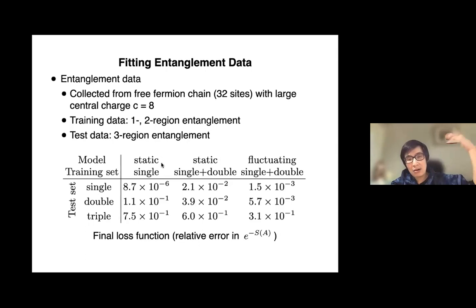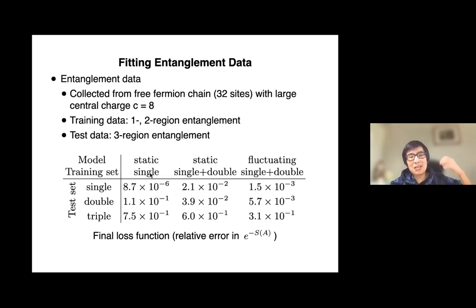So if we start with a static model and train with single region entanglement data, it turns out that the model has a very nice prediction of single region entanglement data, but not so good a prediction for double and triple region entanglement. These numbers are basically the final loss function, the relative error in e to the minus entropy. So that is basically the prediction error.